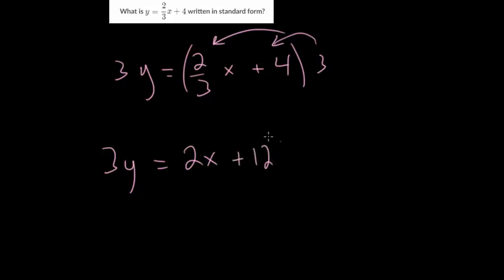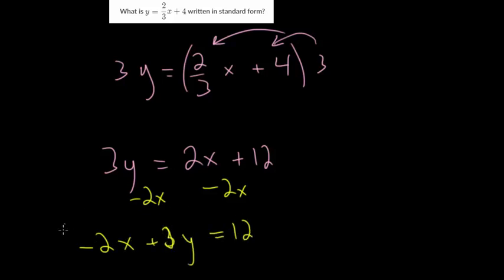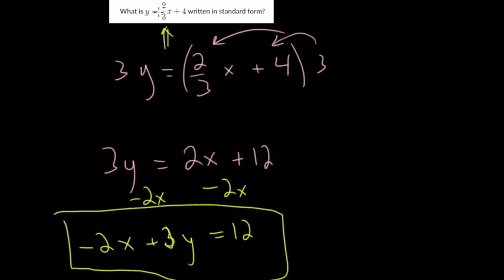And now to convert it to standard form, I have to put the x's and y's on the same side. So I'm going to subtract 2x from each side, so I get minus 2x plus 3y is equal to 12. And this right here would be our final answer for this given equation written in standard form.